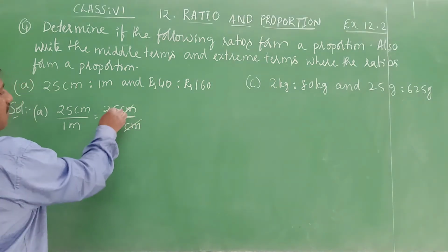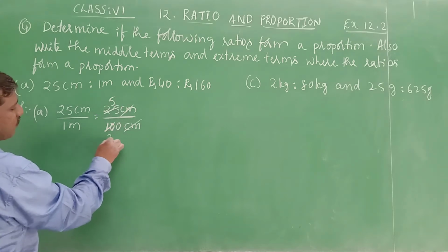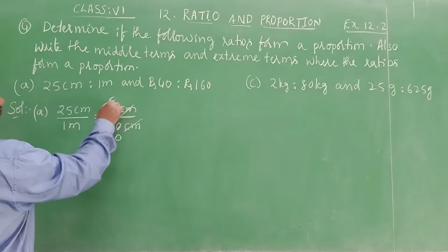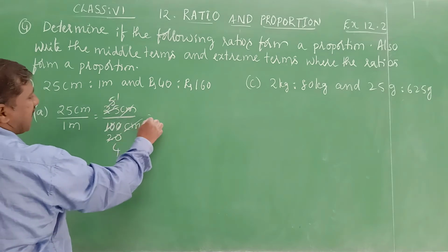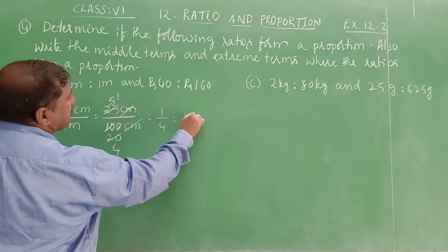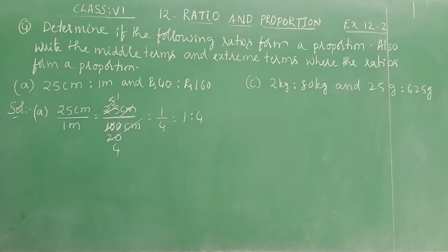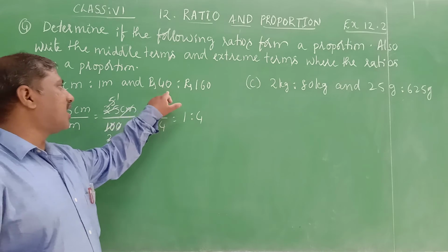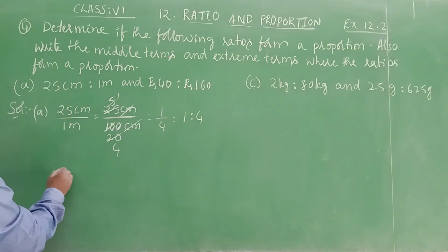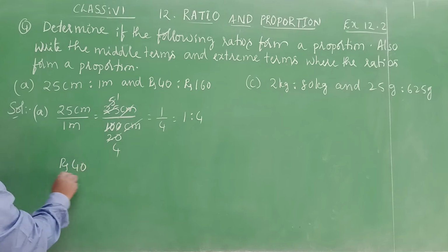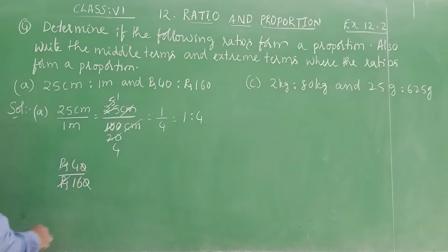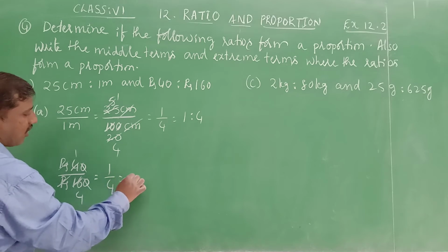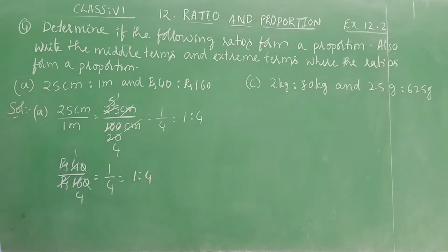Now find the ratios. 5 5s are 25, 5 zeros are 0, 5 1s are 5, 5 4s are 20. That is 1 by 4, which is 1 is to 4. Next ratio, 40 rupees to 160 rupees. Same units are there, so rupees cancel. 4 1s are 4, 4 4s are 16. That is 1 by 4, which is 1 is to 4. Yes, they are in proportion.